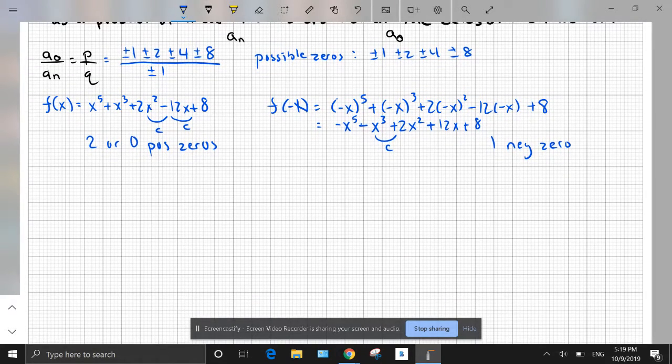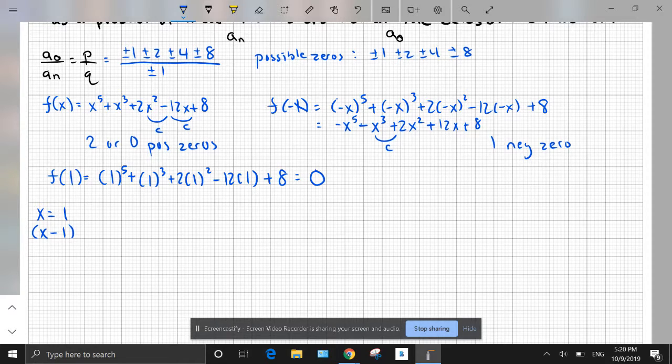So let's go ahead and test some of these numbers. We're just going to try f of 1. That's 1 to the 5th, plus 1 cubed, plus 2 times 1 squared, minus 12 times 1, plus 8. So that's 1, 1, that's 2, plus 2, 4, plus 8, 12, minus 12, so we get 0. So our x is equal to 1, and our factor is x minus 1.